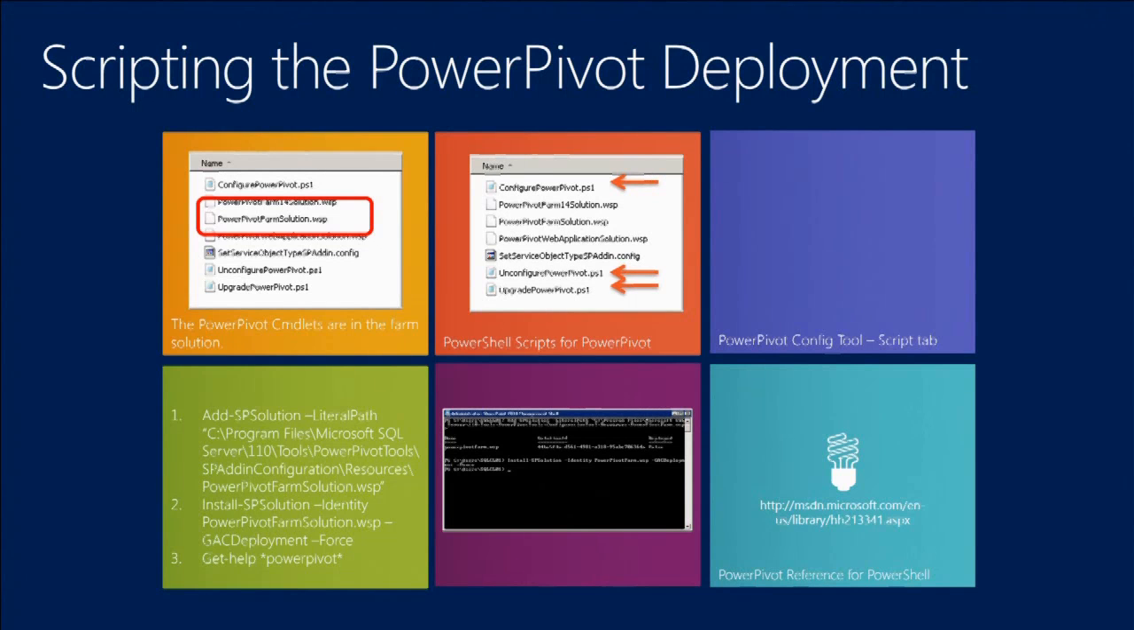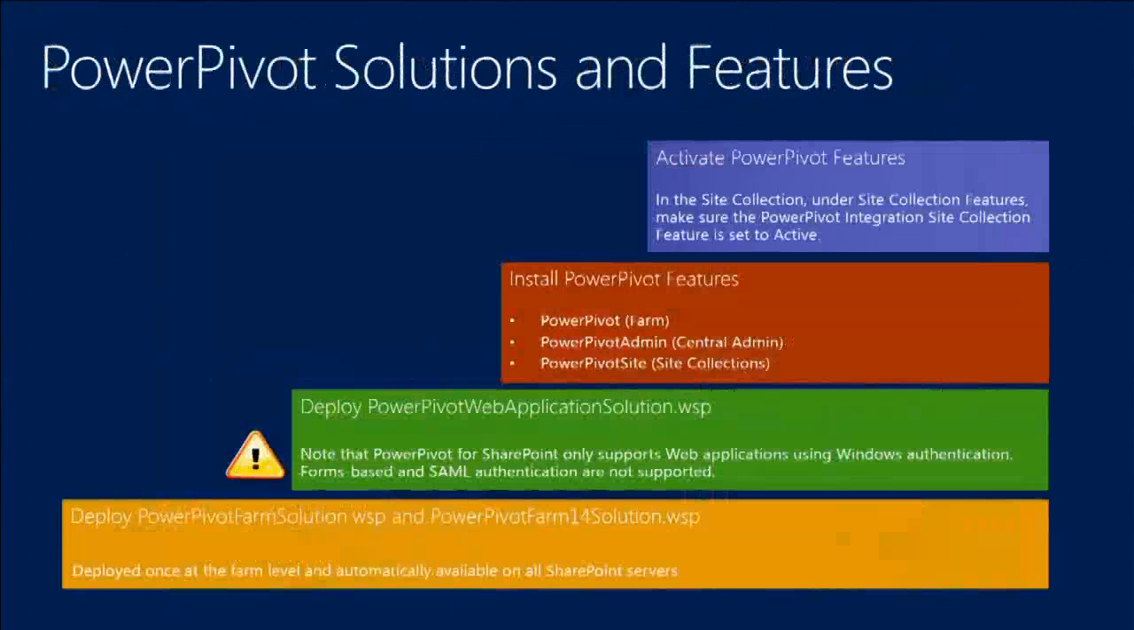And I showed you the config tool has the script tab where you can sneak peek and look at the tools. When you look at the SharePoint solution packages that we have in the SharePoint 2013 version versus the 2010 version, we have one more solution package now, which we didn't have before, which is this Power Pivot 14 farm solution thing. That is just a dummy package that we need to deploy because SharePoint 2013 supports both 14 mode and 15 mode. And if you don't deploy that package, then 14 mode is broken.